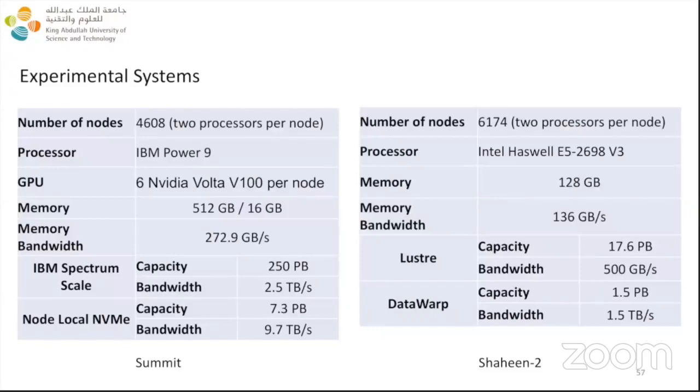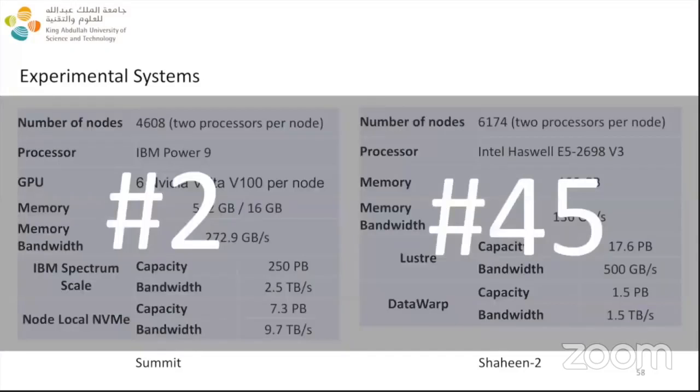We have experimented the scalability of MLBS and RTM on two powerful supercomputers, Summit and Shaheen. Summit is an IBM-built supercomputer with more than 4,000 compute nodes, where each compute node consists of 6 GPUs and a node local burst buffer. Shaheen, on the other hand, is a Cray-based supercomputer with more than 6,000 compute nodes and a remote shared burst buffer. Summit is ranked number 2 on top 500 most powerful supercomputers, and Shaheen is ranked number 45 on the same list.